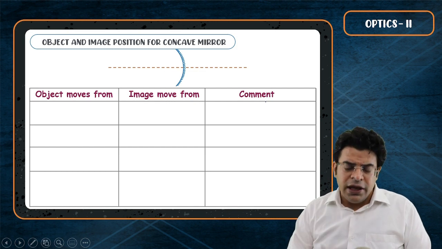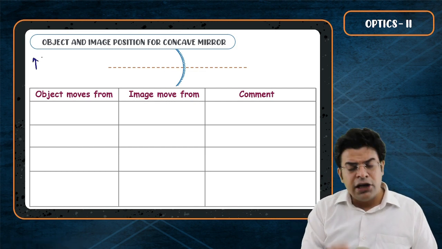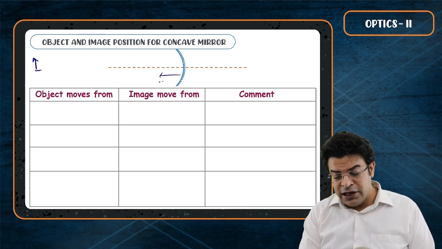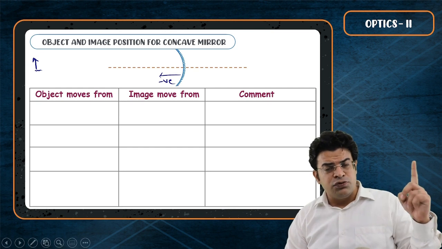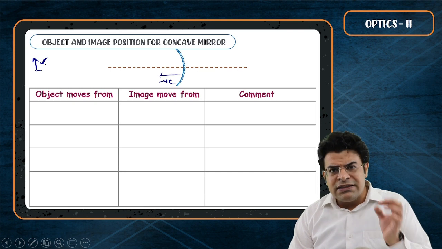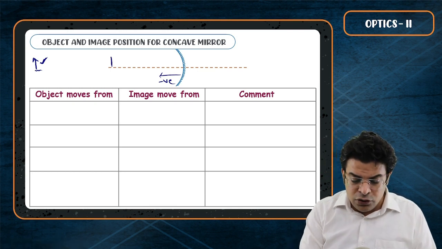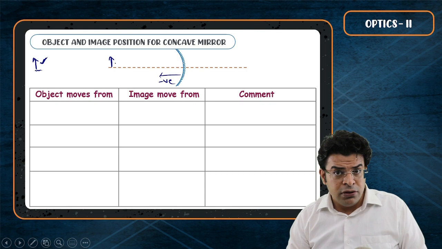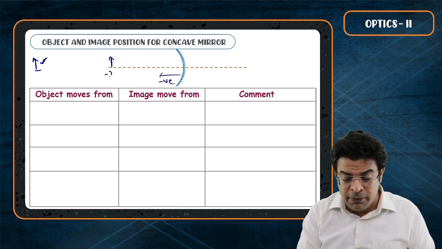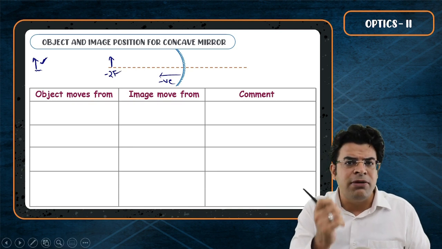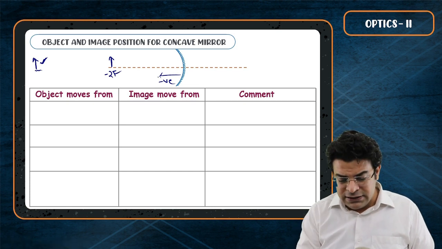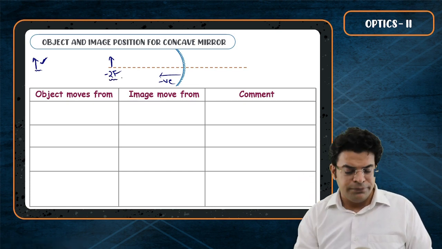Let's say initially your object is here at infinite distance. Now this side will be taken as negative side. So if the object starts from extreme left, you will say that the object starts from minus infinity. And let's say the object moves from minus infinity to the center of curvature. If the focal length is f, then the center of curvature will be at minus 2f because the radius is double the focal length. So you can write in place of R, 2f, and since this side is negative, you will write minus 2f.